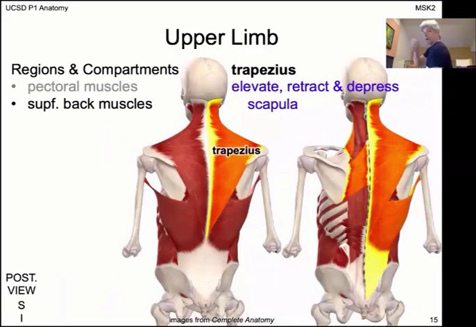The superficial back muscles, okay, these outermost back muscles, there's a whole bunch of them, many of them, and they're indicated here in orange and yellow. Most superficial of all of them is trapezius. It's a very large muscle here.